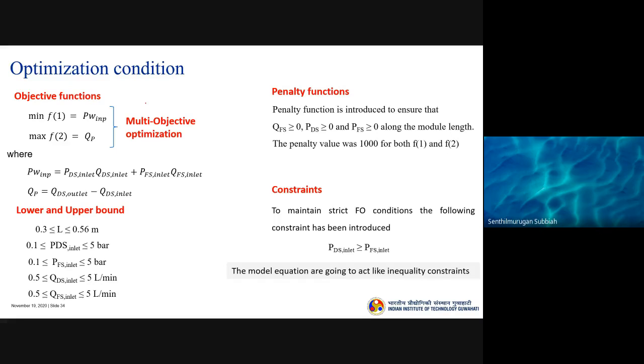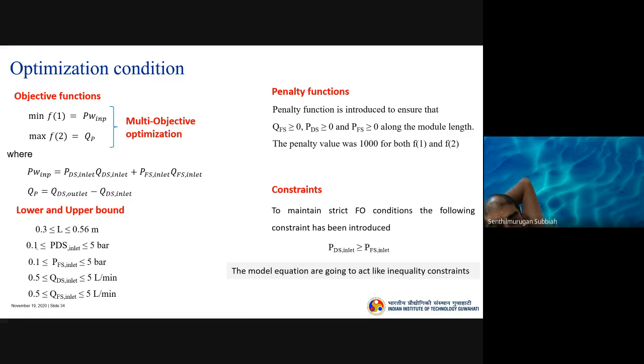So how do you calculate the power input? There are two pumps supplying fluid to the FO: one is draw solute, another is feed solute. We multiply the pressure with the flow rate. If it is in Pascals and cubic meters per second, the unit will be watts. That is how many watts are consumed in the pump. When we add both the draw and feed pumps, we get the total energy consumed in the pumps. Then we have a product flow rate, which we can calculate from the difference in the draw flow rate or the difference in the feed flow rate.